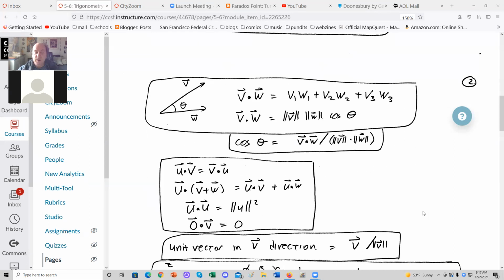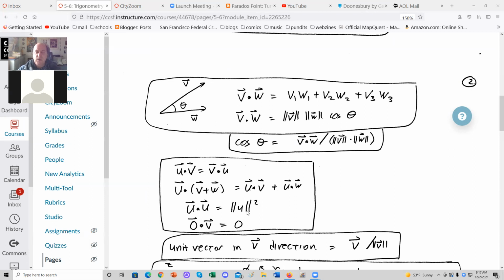Now, as before, the dot product has various laws which resemble ordinary multiplication of numbers. Commutativity, for example: u dot v equals v dot u. So order doesn't count. Also, distribution over vector sum: u dot (v plus w) is u dot v plus u dot w. So it acts a great deal like ordinary multiplication.